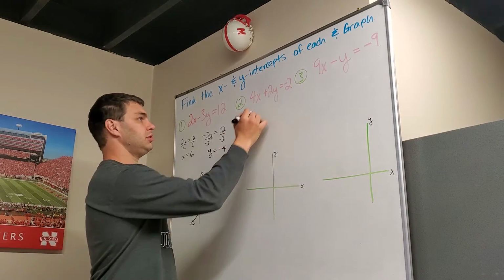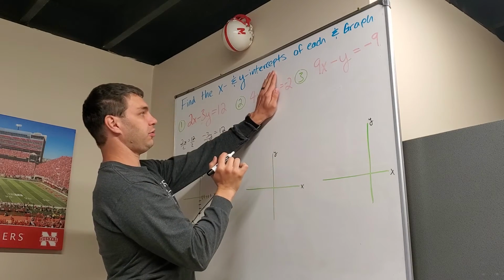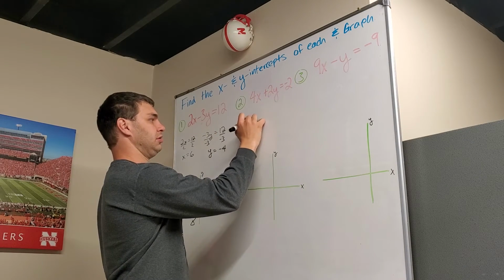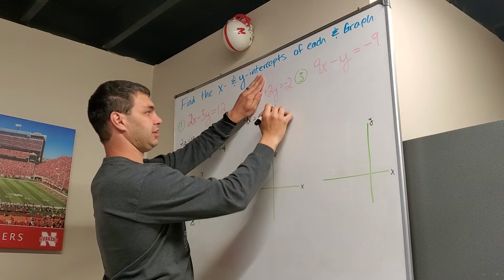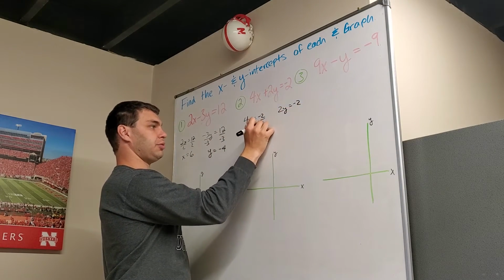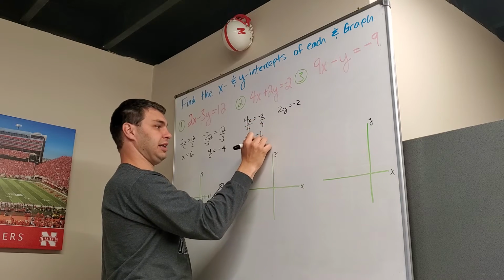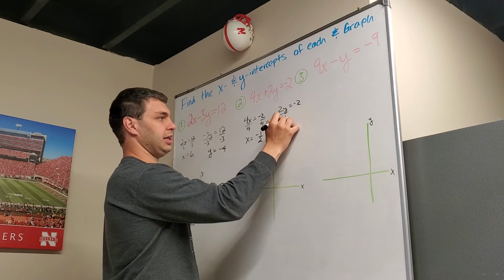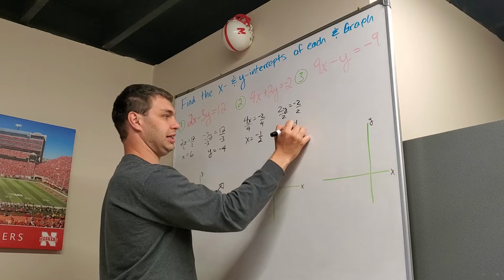And number 2, if I use the cover-up method, cover up the y term, 4x equals negative 2. If I cover up the x term, 2y equals negative 2. On the x, divide by 4, and x equals negative 1/2. On the y, divide by 2, and y equals negative 1.